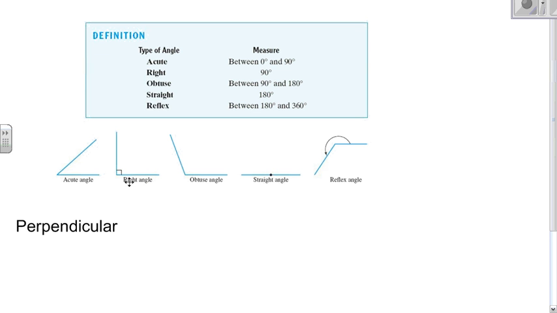You can mark a right angle just with a box in the corner of the angle. And if you have two lines that intersect at a right angle, then they are perpendicular. The symbol for perpendicular is an upside down T. If these lines were just labeled with lowercase letters, which is also acceptable, you could say line L is perpendicular to line M.